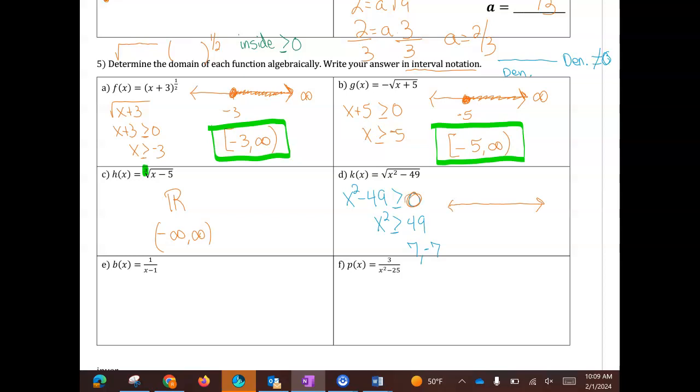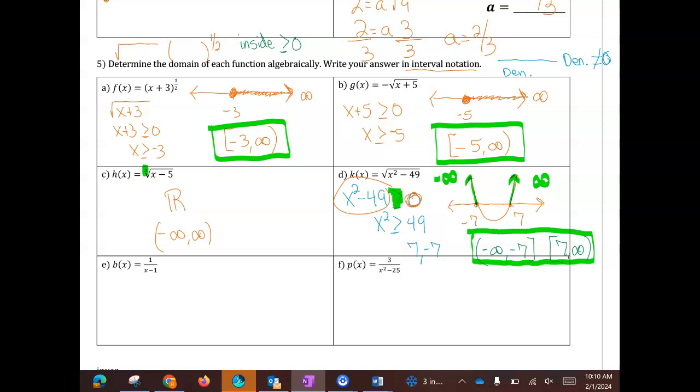Here's the 0. X squared minus 49 is a regular U. And so I've got -7 here and 7 here. And here I just want the part of the U that is above the flat line. So that's here and here, which gives me -infinity, infinity. So when I write where my alligator's happy, he's happy from -infinity to -7, closed circle, so a bracket, and then from 7 to infinity. Okay, there is my answer for D.